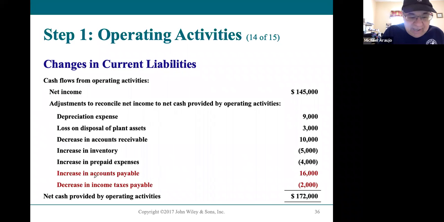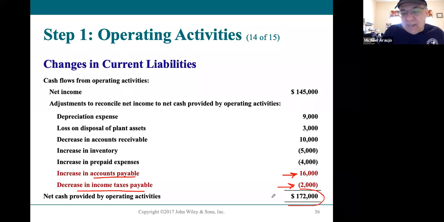So here we had an increase in accounts payable, which meant we didn't pay the cash out. So technically the cash is in the company. So it's added to the cash flow statement. And here we have less of a liability. Income tax payable is less. So if we have less of a liability, we must have used cash to pay it down. And so we have less cash, so they get subtracted.